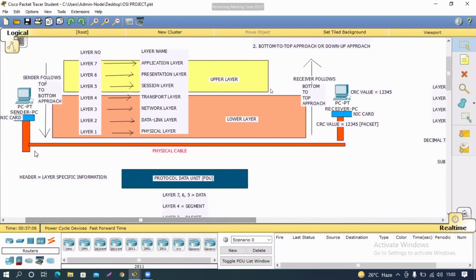And in these cables, what is going on? Electrical voltage conversion to zeros and ones. This is what is going on. These are basically physical cables. And via these cables, your zeros and ones are basically getting converted into electrical voltage. And your information is getting transmitted via these cables and it is getting received over here.